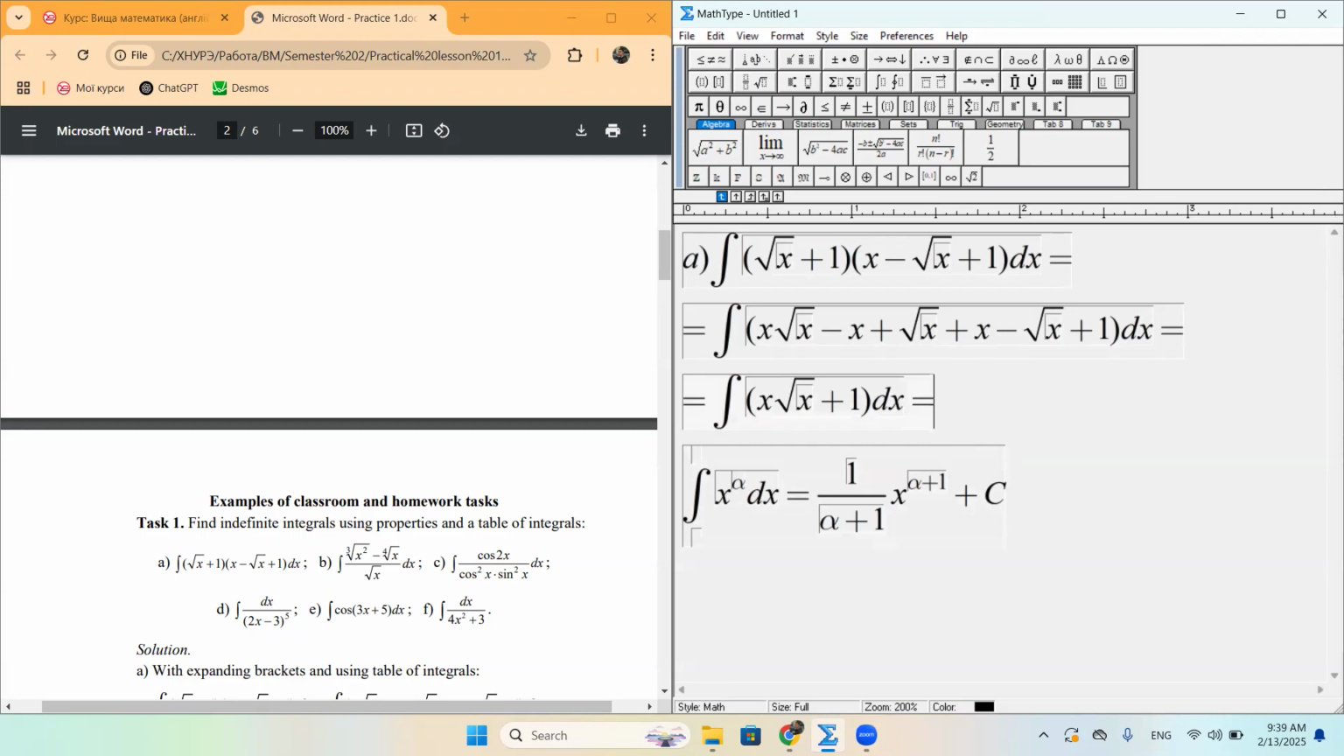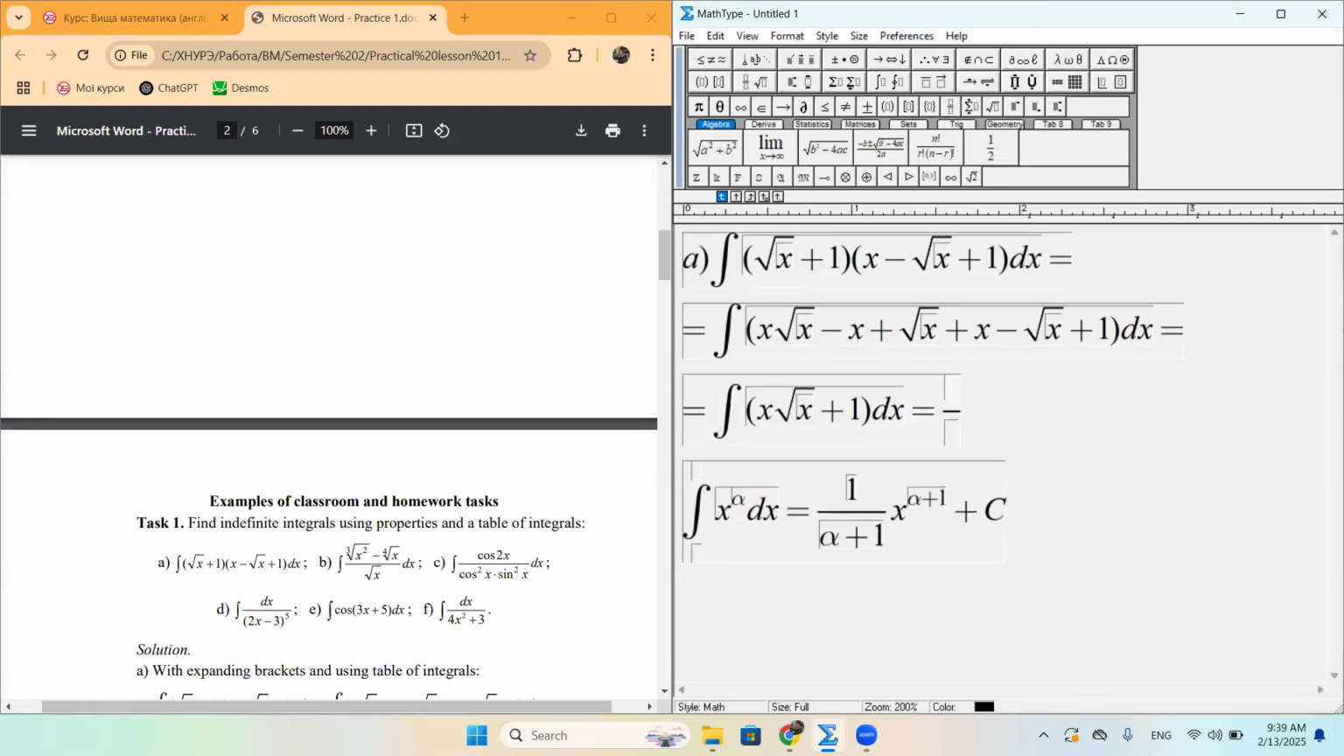So what do we have here? So x in power of 3 by 2. So if we add 1, it will be power of 5 by 2. So we divide by it, so 2 by 5. And here we just increase the power. And here is power of 0, so plus x, and don't lose constant c.